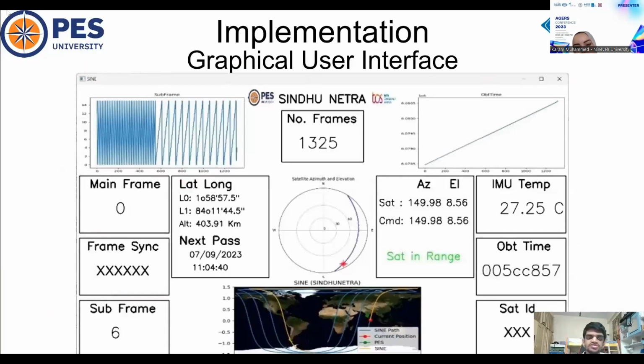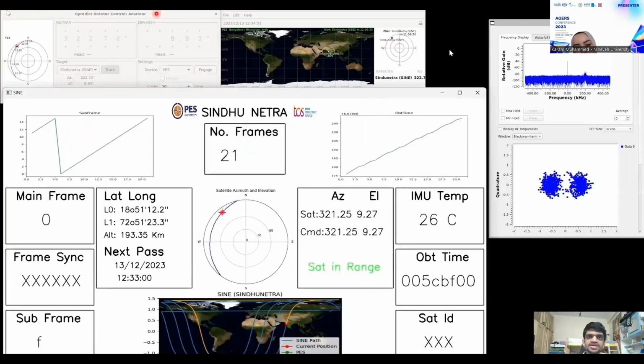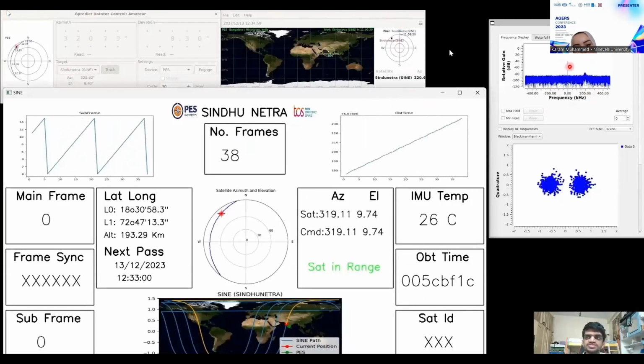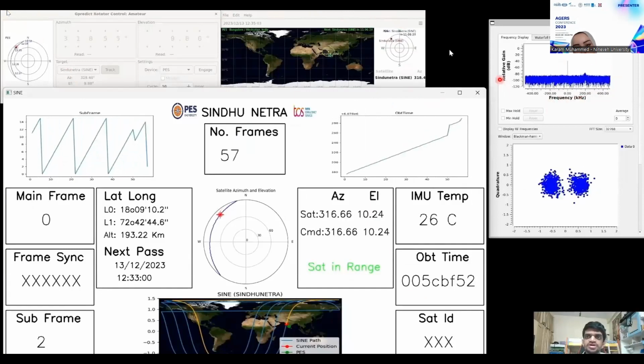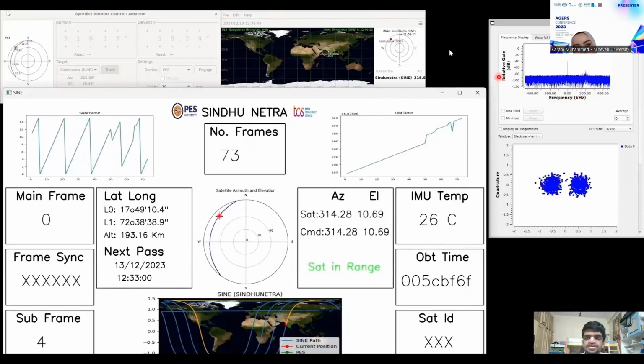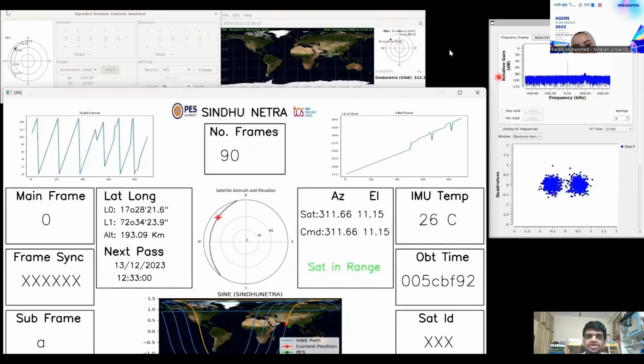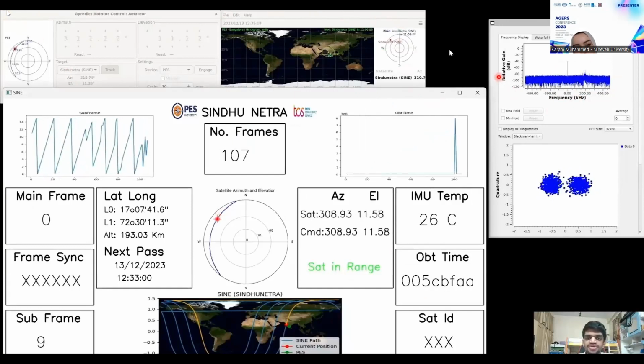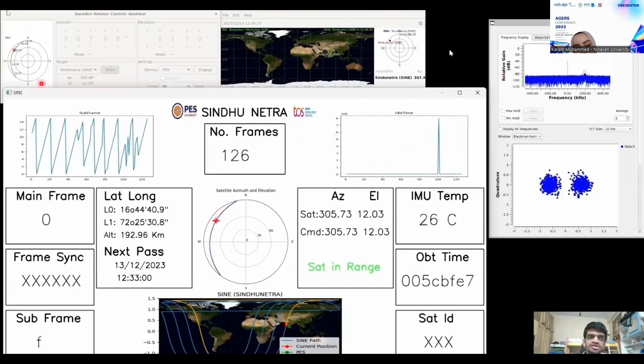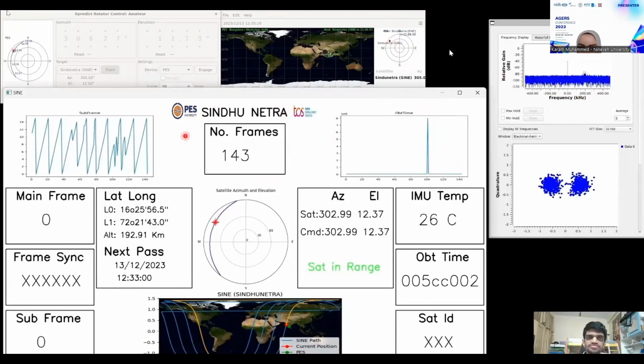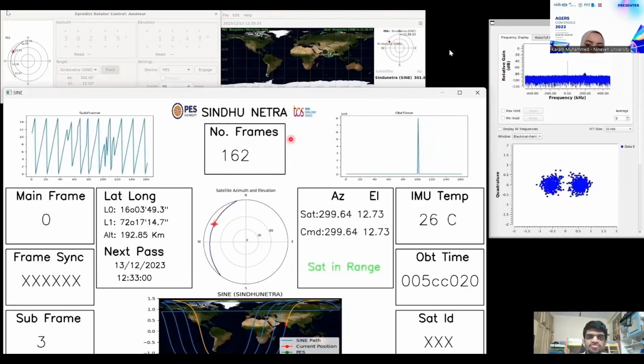This is the GUI for the Sindhunetra satellite coded in Python. The satellite is tracked using the gPredict software and this is the spectrum of the satellite obtained. The demodulation and decoding is done in the GNU Radio and the decoding to obtain the telemetry parameters is done in Python. The GUI shows the number of frames, which is the live count of the number of frames obtained so far.